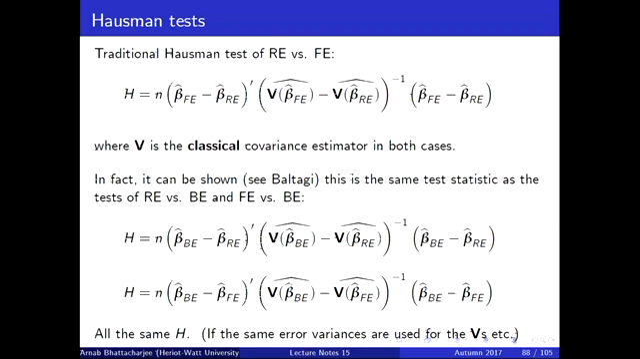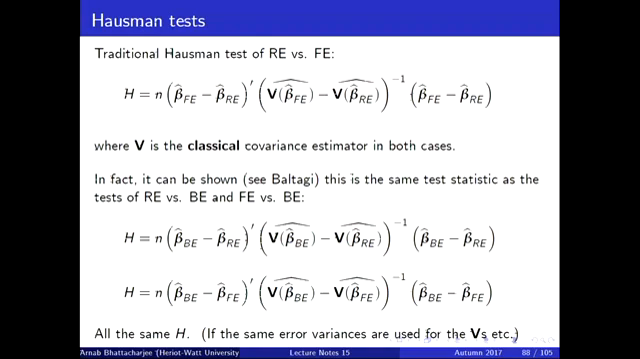Okay, so it turns out that this test is the same as the test between RE and BE and FE and BE. Okay, so all these three tests are exactly the same. What is it that you are saying, therefore? So what is this test a test for? So what hypothesis is it testing? It is testing this hypothesis, right?